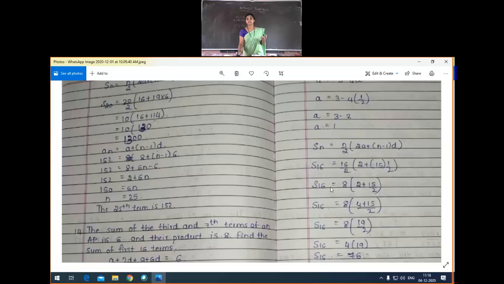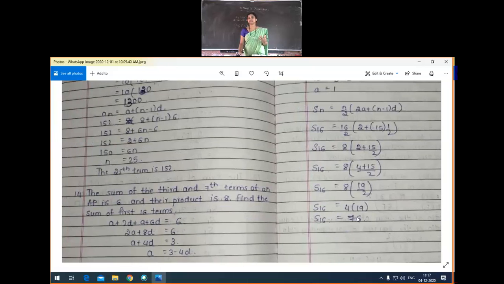Then S16 is equal to, here 16 by 2 is 8. Then 2 plus 15 into 1 by 2 is 15 by 2. Then here LCM method: 4 plus 15 by 2. 8 into 19 by 2. Then 2 fours are 8, that is 4 into 19. Yes, S16 is equal to 76. The sum of the first 16 terms is 76.